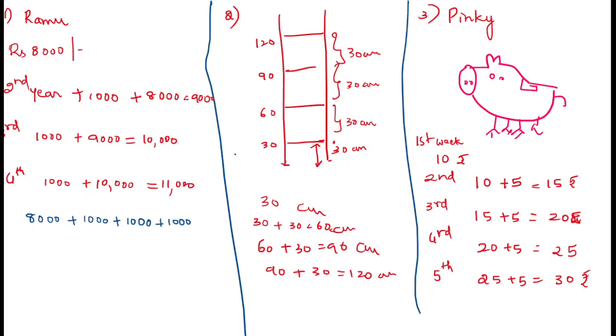And you can see the second example there. The bottom rung of the ladder was 30 centimeter, and from the first to second the difference is 30, again 30 and again 30, isn't it? So it was increased like this. And you can see the third example of Pinky, where her mother gave first 10 rupees. Then every week she gave 5 rupees to her, isn't it? So the money was increased like this.